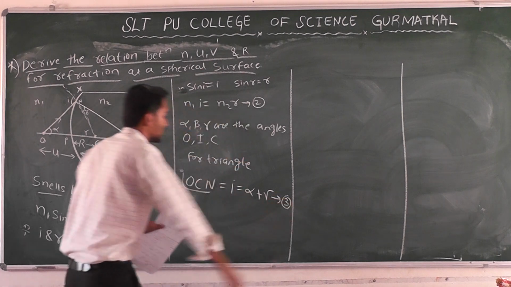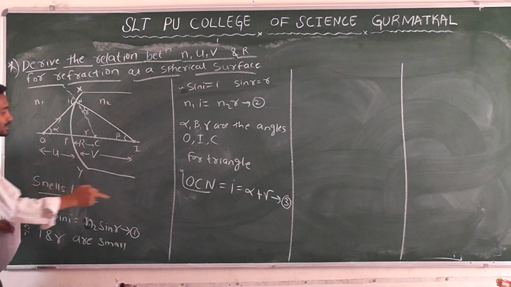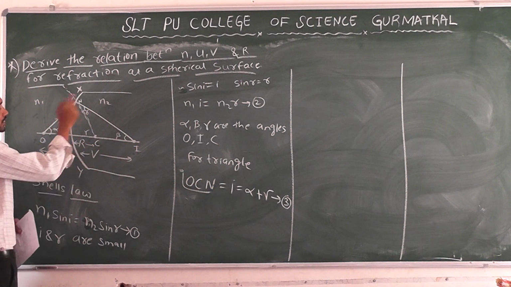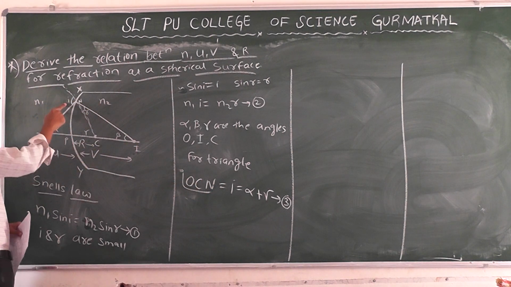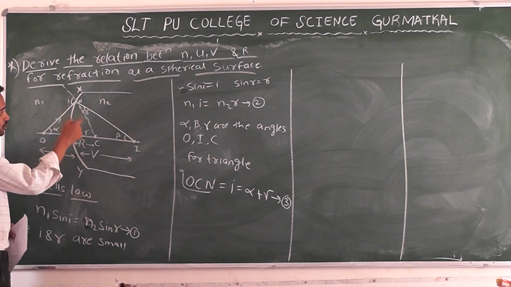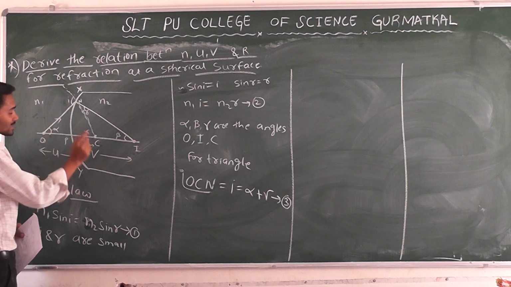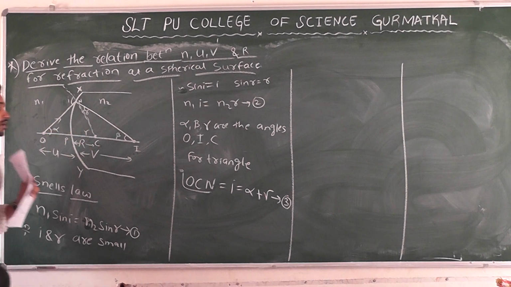Consider equation 3. See once again, equation 3 means consider the triangle OCN. The exterior angle is I. The exterior angle is equal to the sum of the two interior angles. Where are the interior angles? Alpha plus gamma are the interior angles.